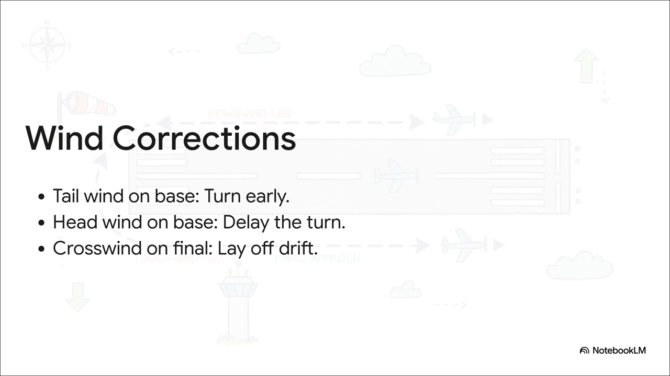So here's how you anticipate that wind instead of just reacting in a panic. Got a tailwind on base? You must initiate your turn onto final early to avoid blowing through the centerline. Conversely, if you have a headwind on base, it's actually slowing your ground speed down, so you actively need to delay your turn onto final. And once you're on final, if you've got a crosswind, you lay off the drift, meaning you crab or slip the aircraft into the wind, so your actual path over the ground perfectly traces that extended centerline.